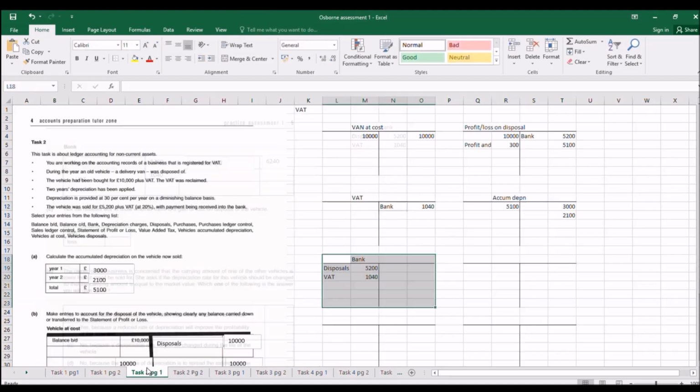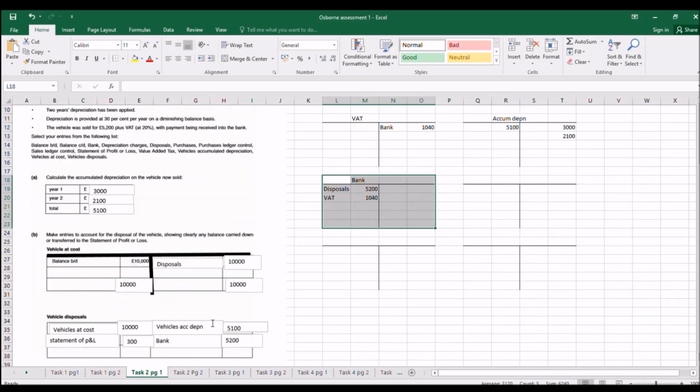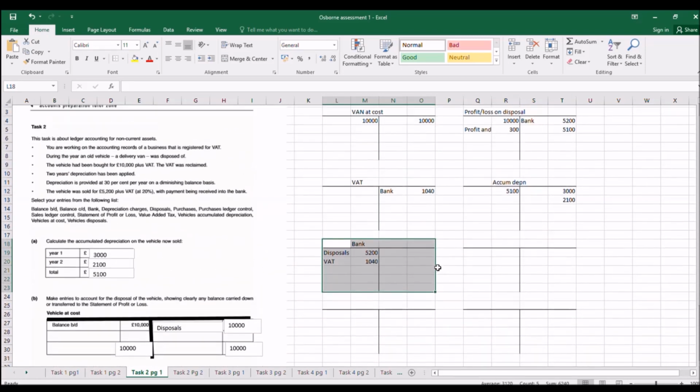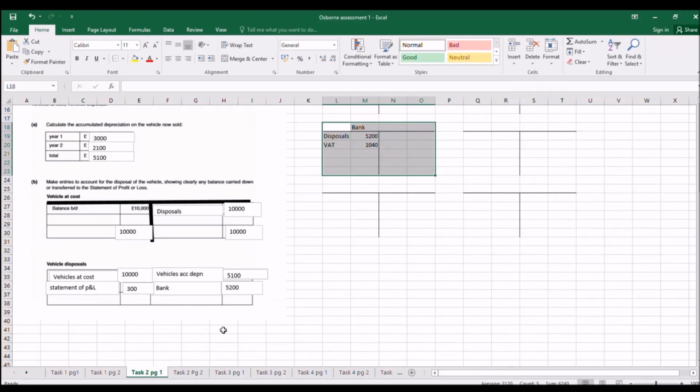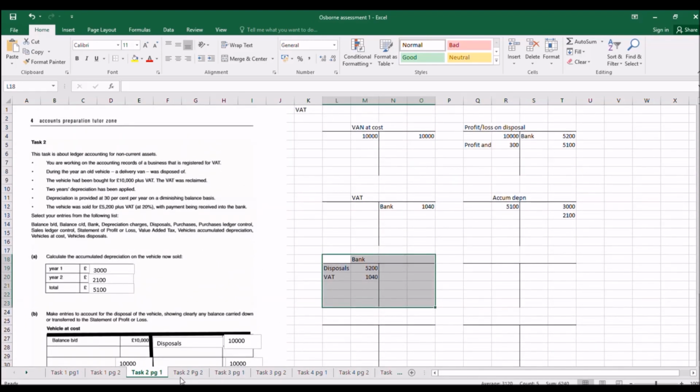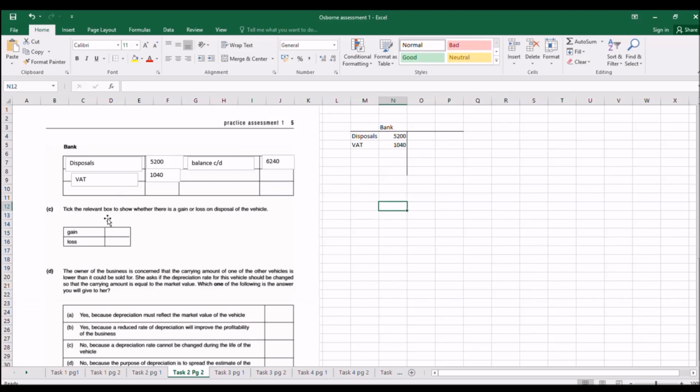So the real trick here was it gave you 3 of the T accounts that were relevant, but you would really do all 5 to make sure that your double entry bookkeeping was solid. Right, tick the relevant box to show there's a gain or loss on disposal on the vehicle.